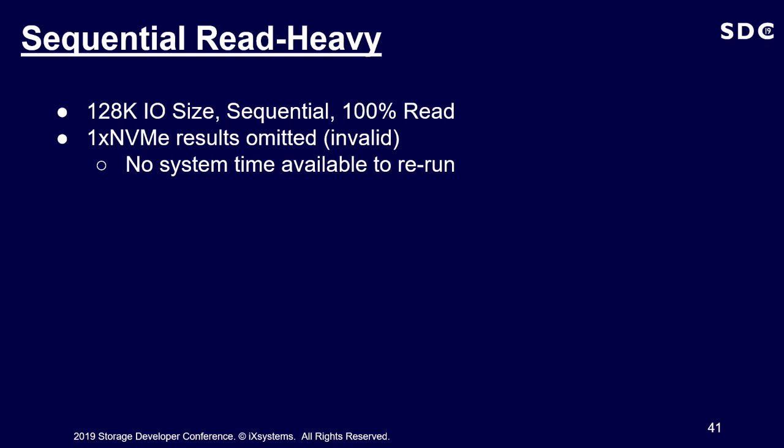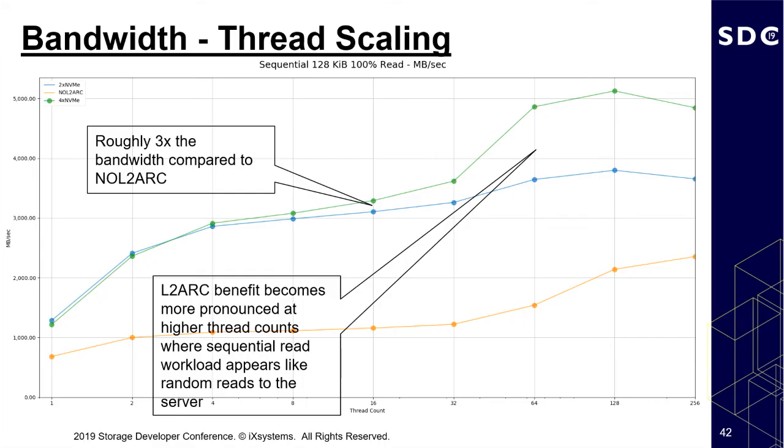Sequential read heavy, this is really where the crux of the talk is. I'm going to spend the rest of my time here. This is 128K sequential, 100% read. Again, it's very synthetic. Something cool happens here. The wisdom said L2ARC is no good for sequential workloads. But we've shown that it can be very effective with the right devices.